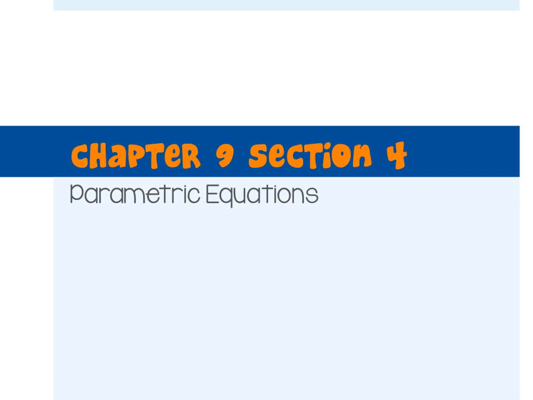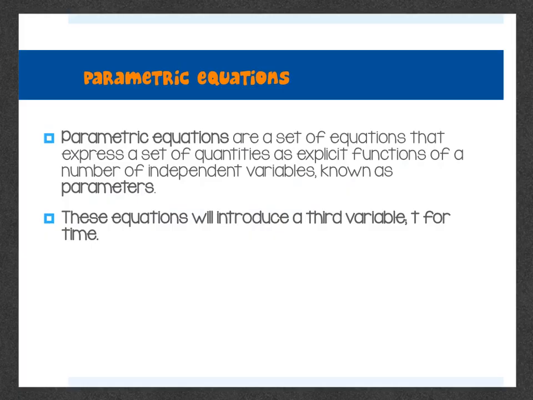So 9.4 is called parametric equations, and a parametric equation is a set of equations, a system, that express a set of quantities as explicit functions of a number of independent variables known as parameters. The variable we're going to use to introduce this parameter is t, which represents time. So in these systems, you're going to get x's, y's, and t's. And again, t represents time.